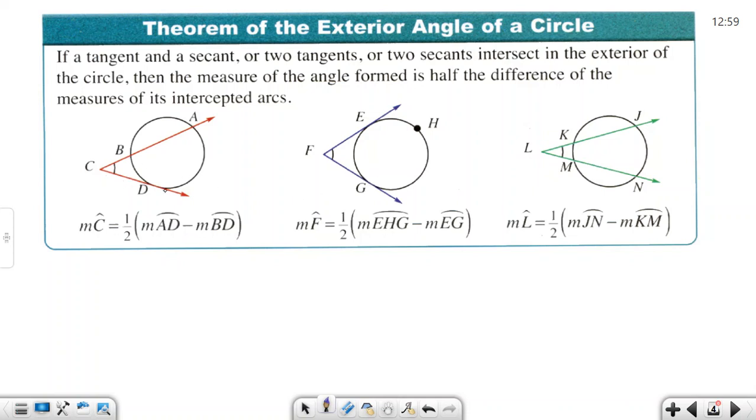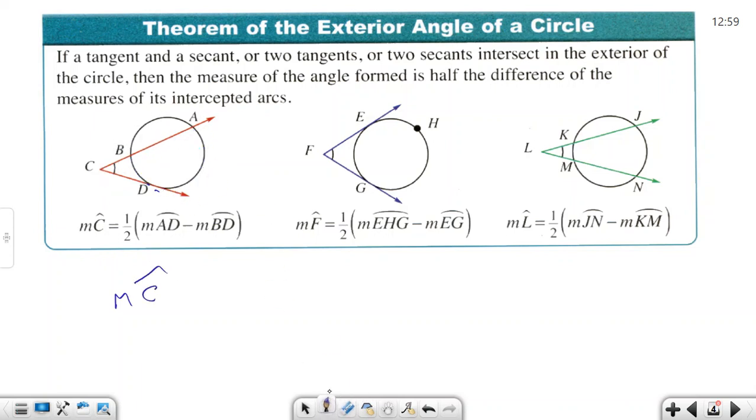The third case has different angles. As you see, this time it's not a tangent and it's not inside the circle. The vertex of the angle is outside the circle, but it still intersects the arcs. So in this situation, it doesn't matter which one is which. All the time we subtract the smaller arc from the greater arc, and if you divide by 2, it gives the measure of the angle.